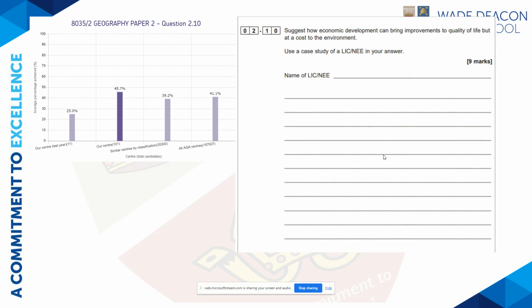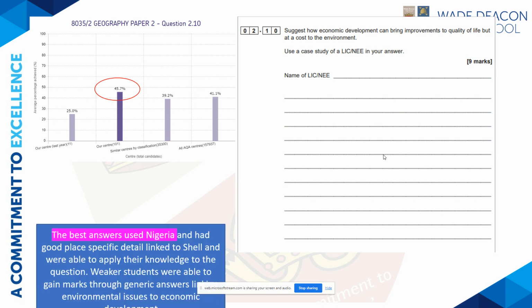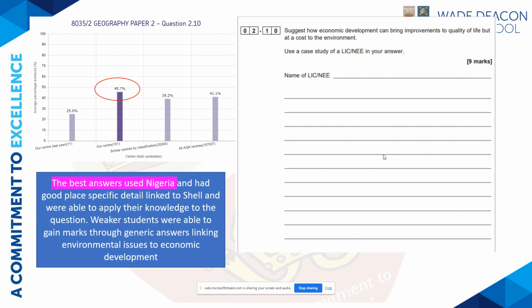Suggest how economic development can bring improvements to the quality of life, but at a cost to the environment. Again, above national average. The best answers used Nigeria and had good place-specific detail linking to Shell, and were able to apply their knowledge to the question. Weaker students were able to gain marks through generic answering, linking environmental issues to economic development. So thinking about Shell Oil bringing job opportunities to the local area. However, environmentally, with the oil spills, creating environmental issues too. So that kind of balance throughout would have been good, because they had a named case study and the balanced argument.